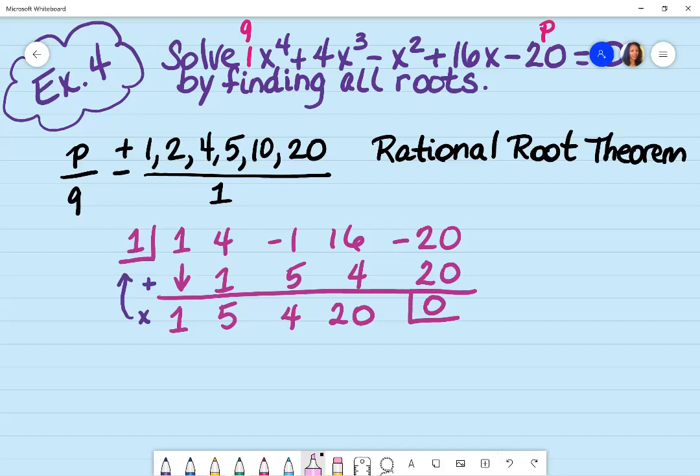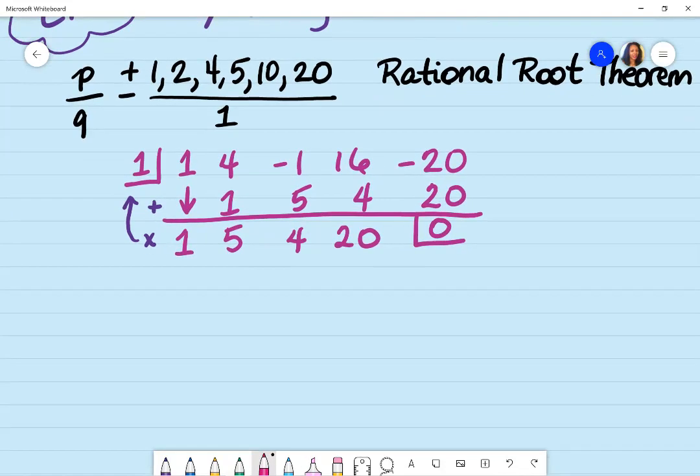Now I also saw that -5 was one of my answers, so that's going to be my new divisor, -5. But this time I no longer use these numbers. I use the answers that I just came up with. So I'm going to use 1, 5, 4, and 20. I don't have to worry about the remainder. That just verifies that that is in fact a factor, okay?